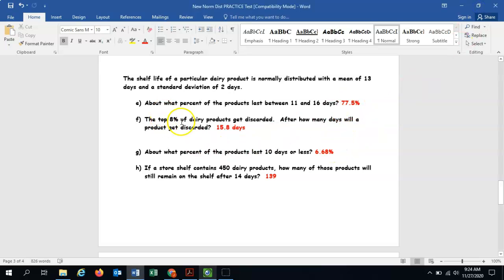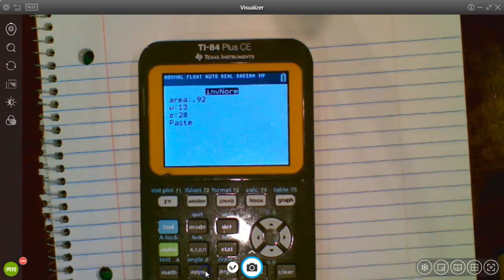Top 8%, again, I see they're giving me a percent, which means I'm thinking inverse normal distribution. Remember, we always want the bottom percent, or we would say the percent left of X. So the top 8% means I need to look at the bottom 92% as I do my inverse normal calculation. So I'm going to go into my inverse normal. I'm putting in an area of 92%. My mean is 13. My standard deviation is 2. So here's what it looks like in the calculator.